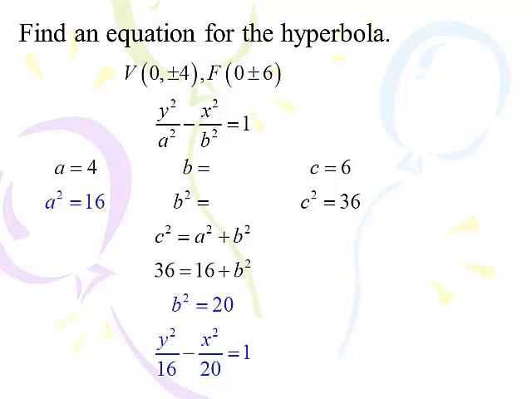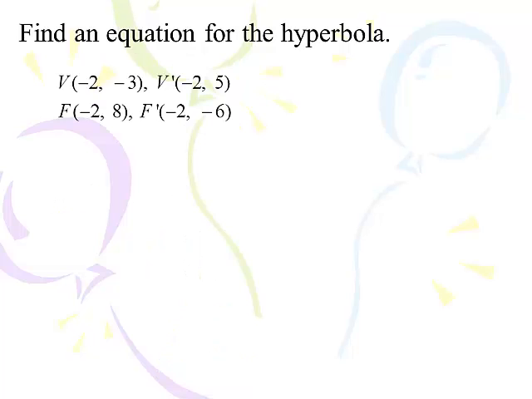Well, now we need to do a little work. We're giving you the vertices (-2, -3) and (-2, 5), and the foci (-2, 8) and (-2, -6). You need to find the center.